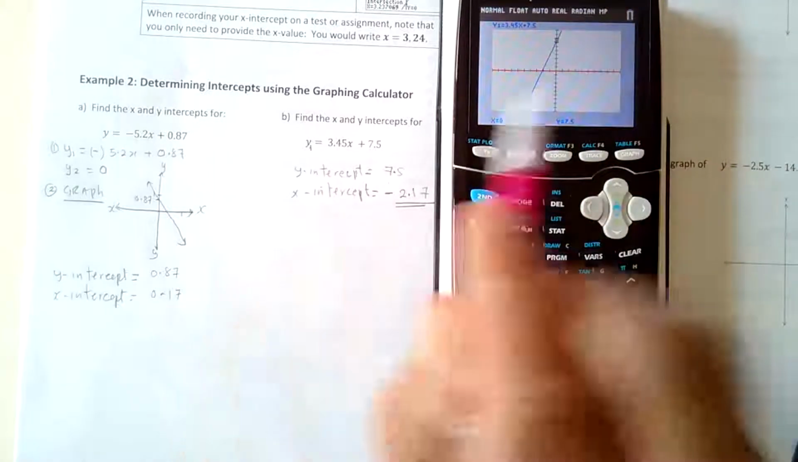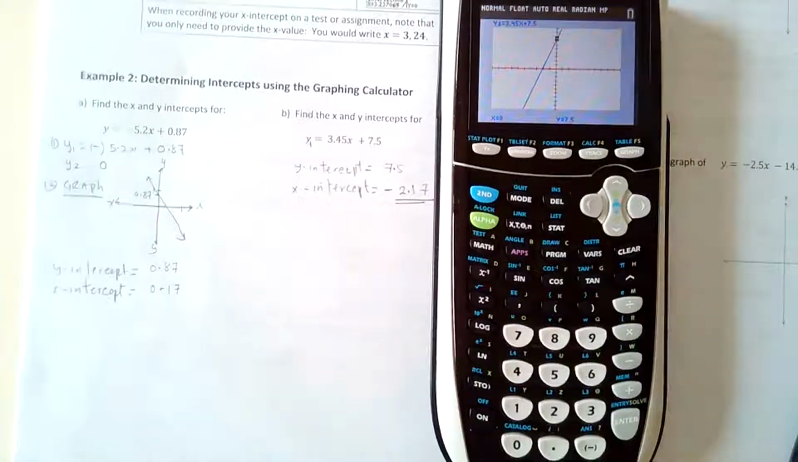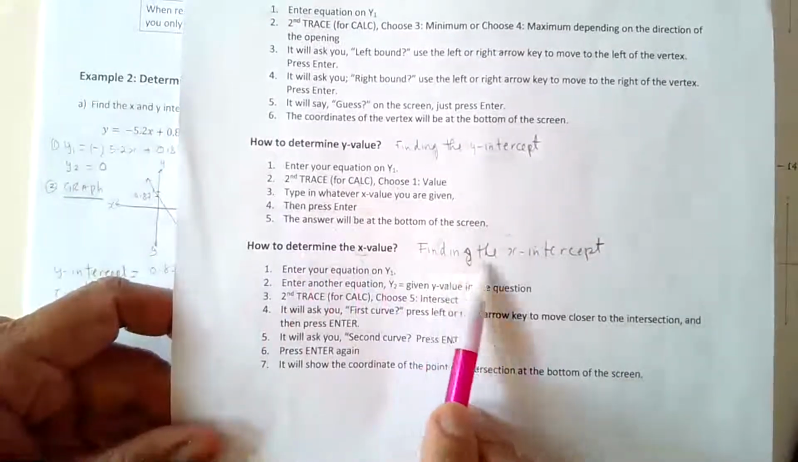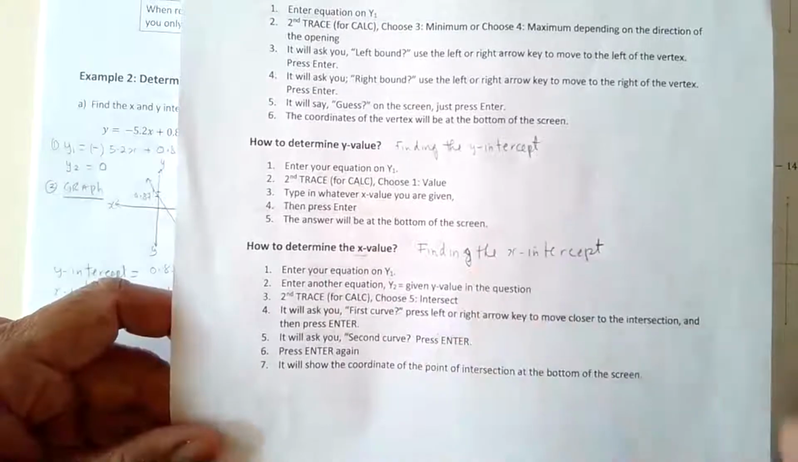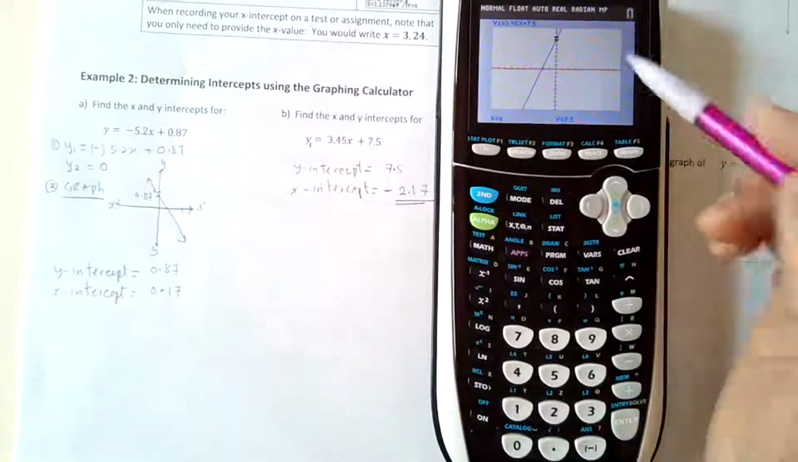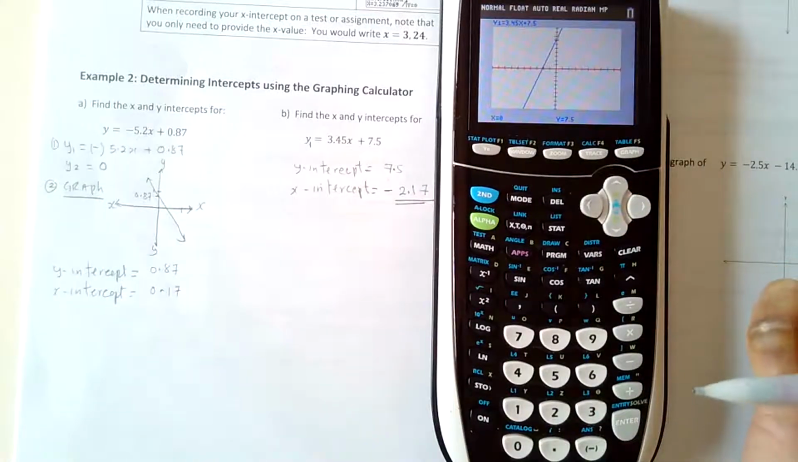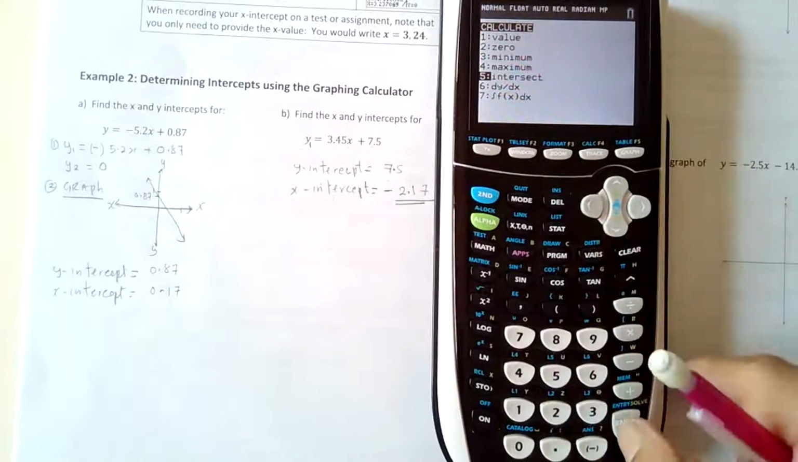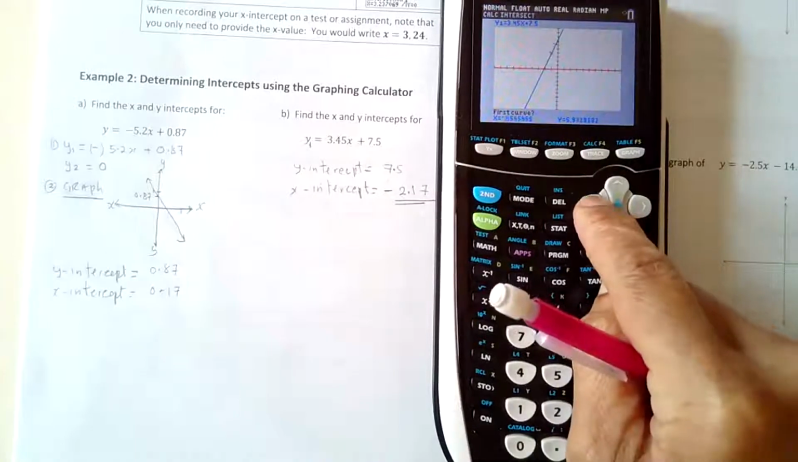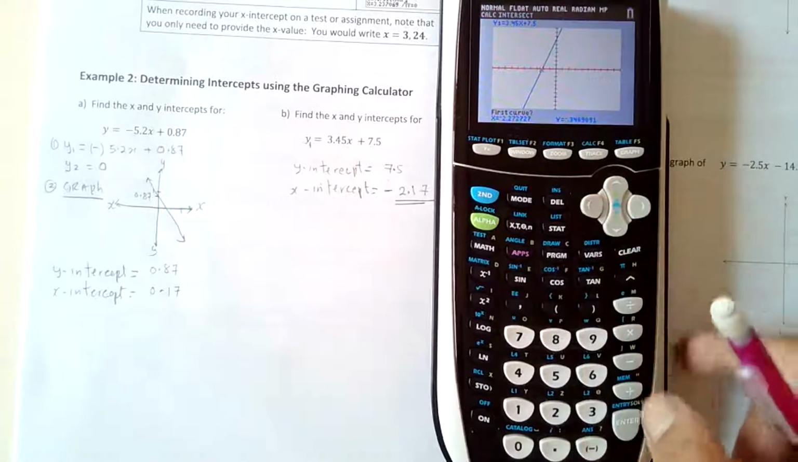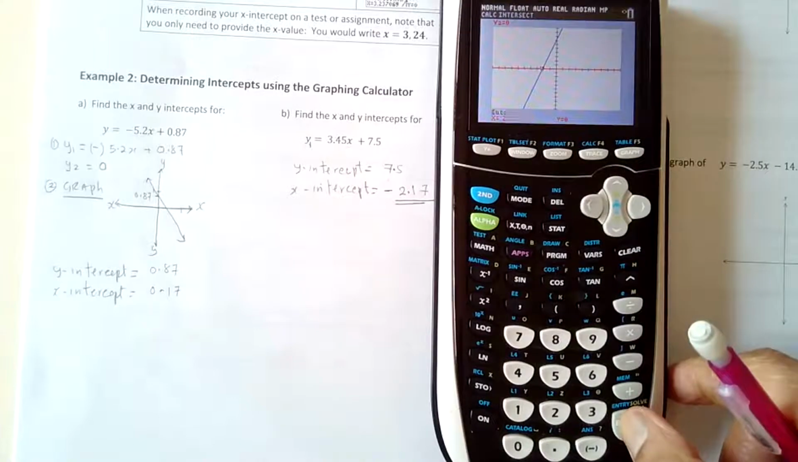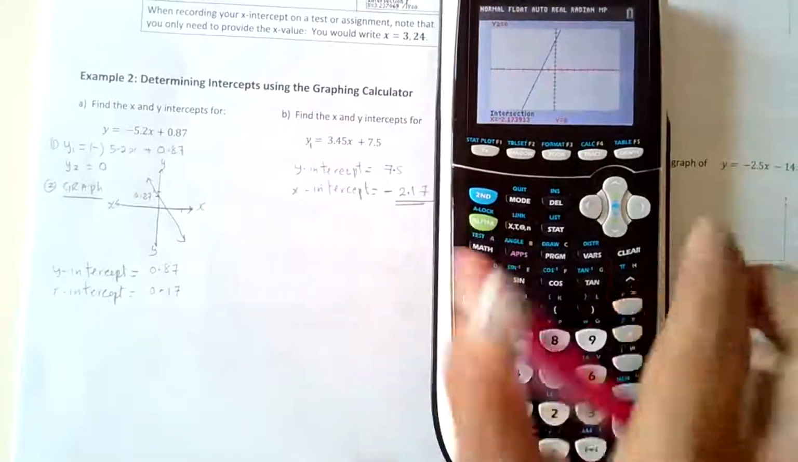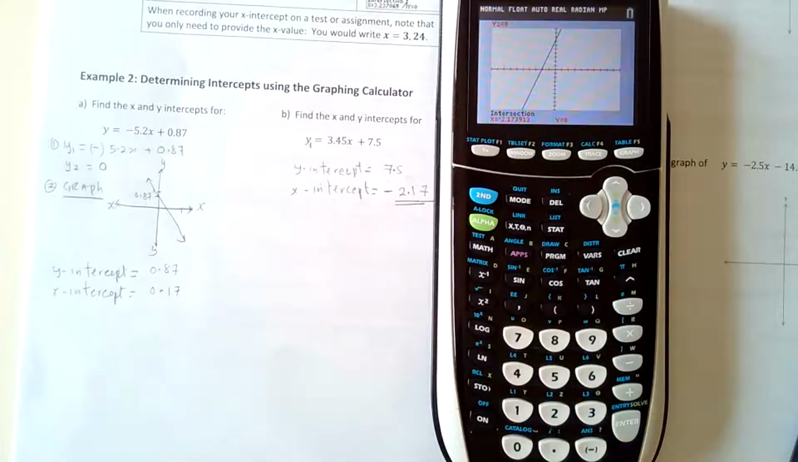Now we need to find our x-intercept. So second, trace, go down to intersect. I want to toggle down close to my x-intercept and press enter 3 times. And negative 2.17, which is exactly what we have in decimals.